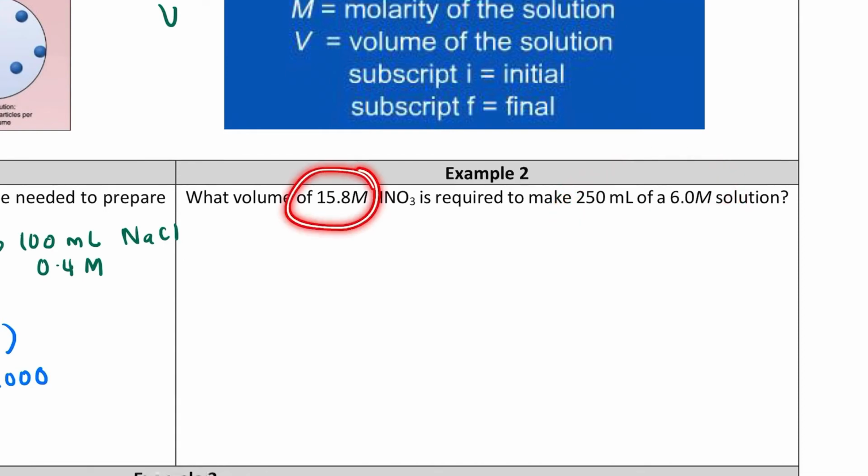Okay, so initially the concentration of nitric acid is 15.8. So that's mean we can label this one as molarity initial ataupun M1. And then this 6 molar is the molarity final, is the one that we want to get. Okay, and volume final yang kita nak hasilkan adalah 250 ml. So apa yang kita nak cari again adalah V1. Okay, so by using M1 V1 equal to M2 V2, then you should get V1.